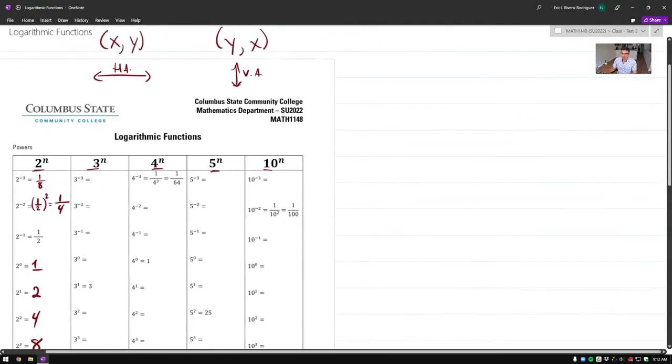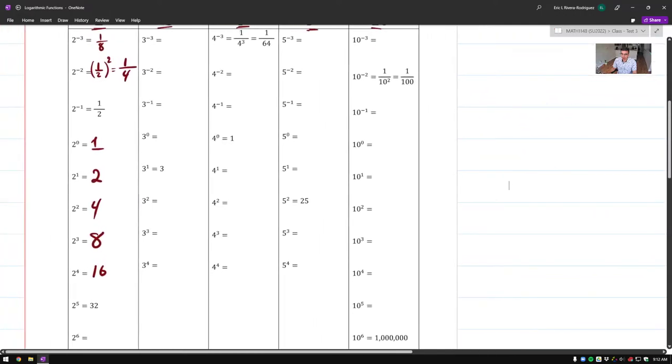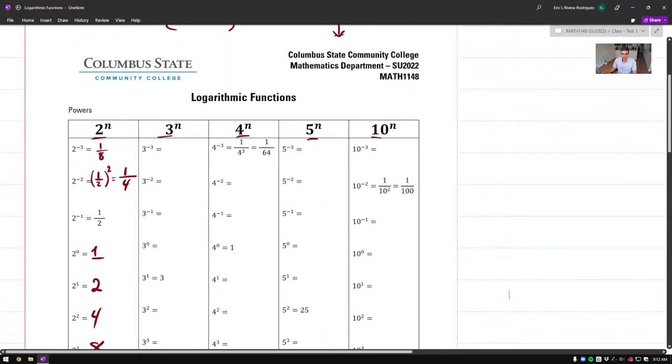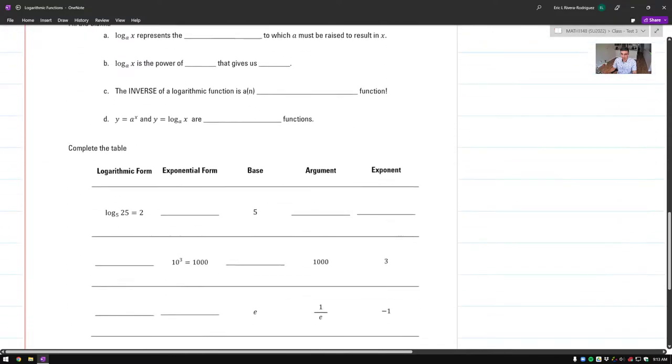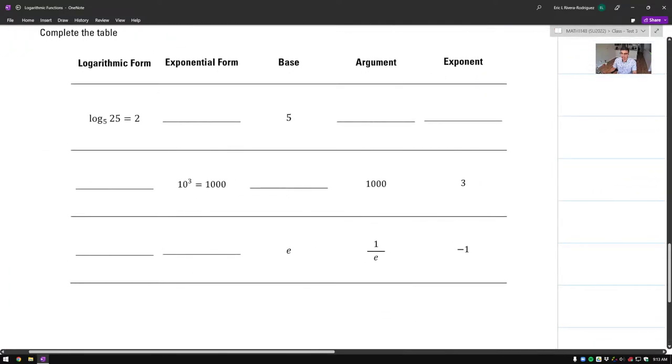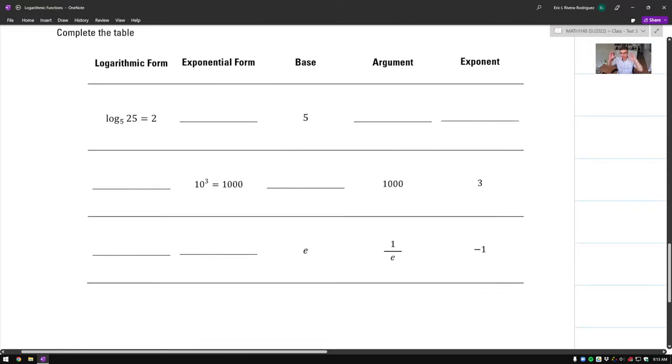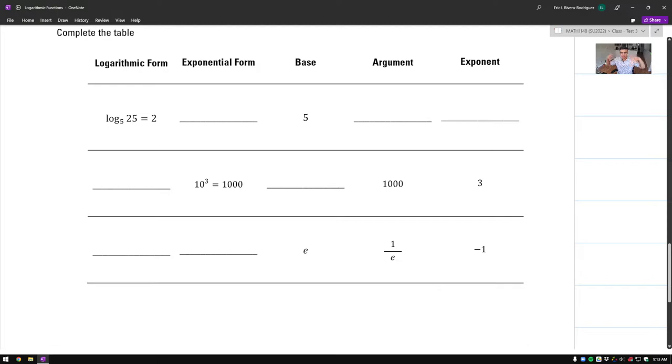So this document here is going to help you because first you have an exercise with different powers. This is what we did already, and this is a good table or a good concept to follow, or a good method to remember how to write logarithmic functions into its components based on the exponential expression.